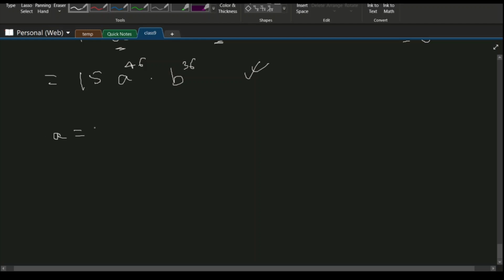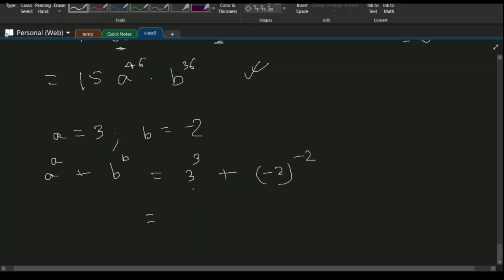Next question is, we are given a equal to 3, b equal to -2, and we have to find the value of a raised to the power a plus b raised to the power b. So what we can do is substitute these values. For a we have 3, so this term, a to the power a, becomes 3 to the power 3, plus, in place of b we will write -2, so this will become (-2) to the power -2.